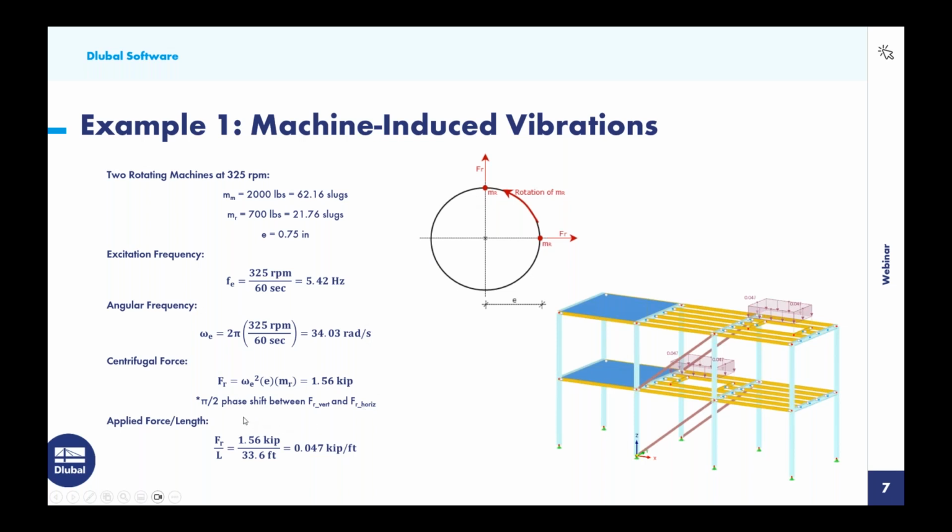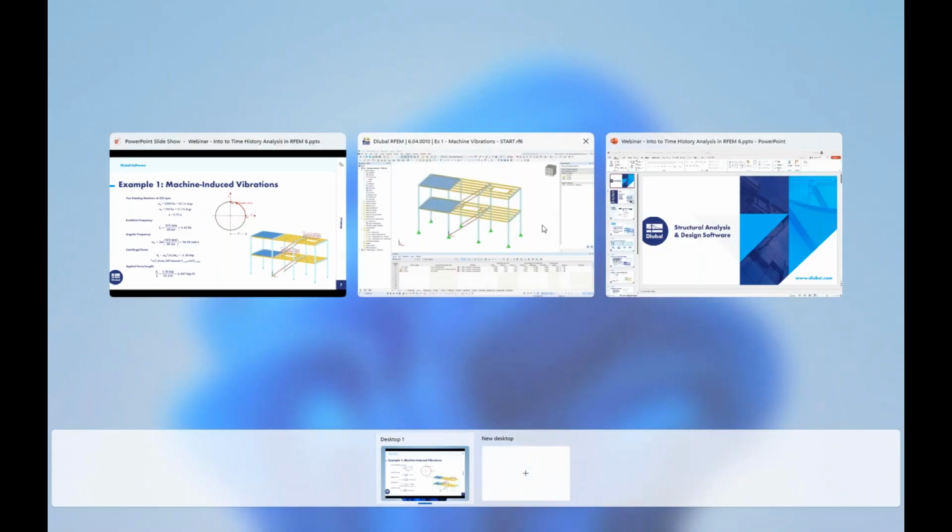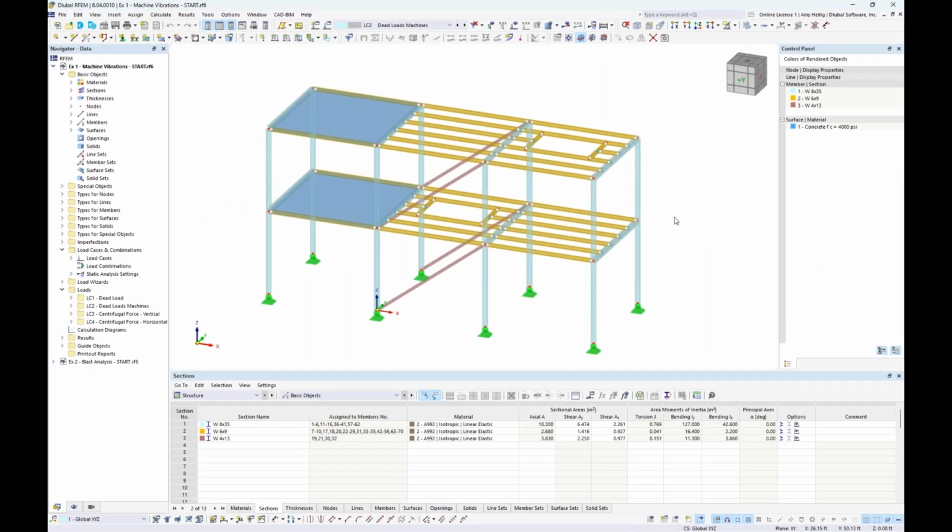Now, in order to apply this centrifugal force at these openings, we simply need to divide here by the total length of the members that make up this opening, and that's 33.6 feet. So we get a value here of 0.047 kips per foot that will be applied to the members. So this will make a little bit more sense when we go into our program RFEM to review the structure here.